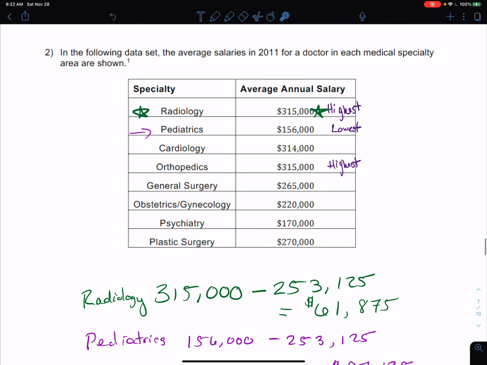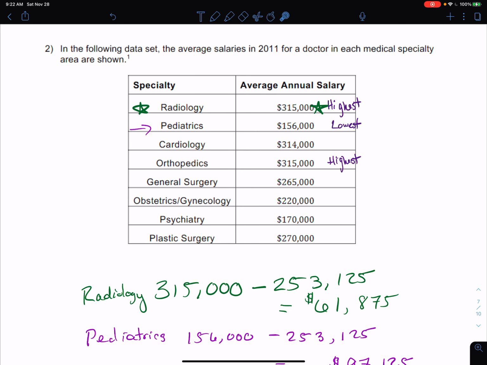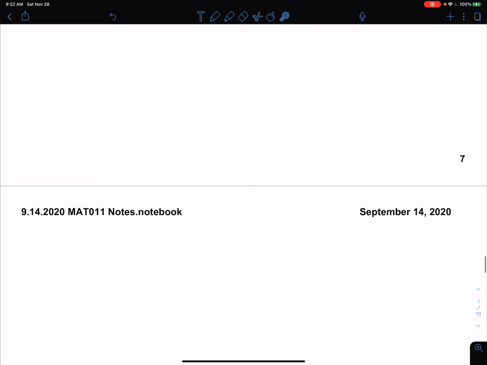If we look at number 2, it says in the following data set, the average salaries in 2011 for a doctor in each medical specialty area are shown. So we can see they give us the specialties on the left-hand side of the table and the average annual salary on the right-hand side of this table.